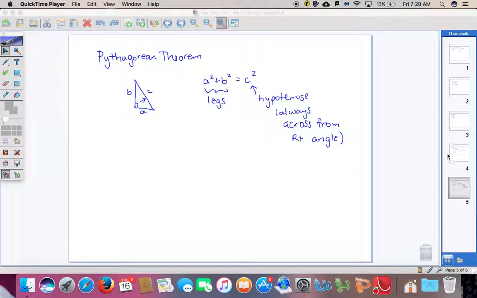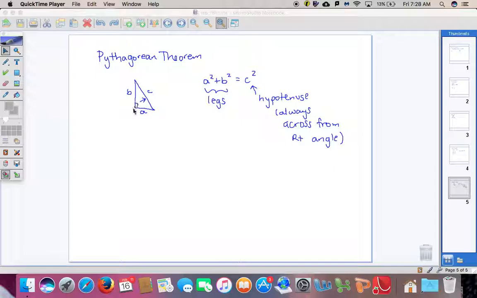Hold on one second. Okay, so we're going to talk about the Pythagorean theorem. And the Pythagorean theorem is a theorem that you should automatically think of whenever you're given a right triangle. And remember, when you're given a right triangle, you will see a little box in one of the corners.